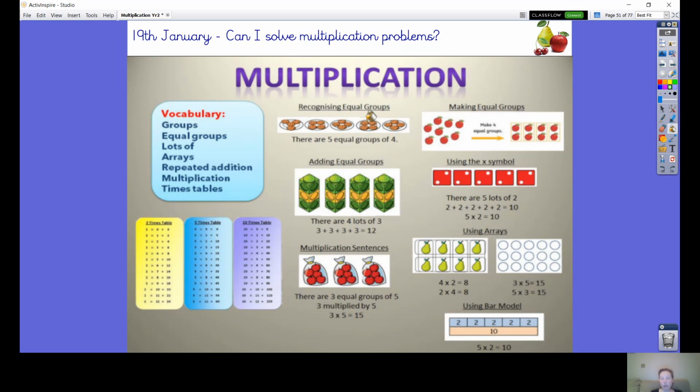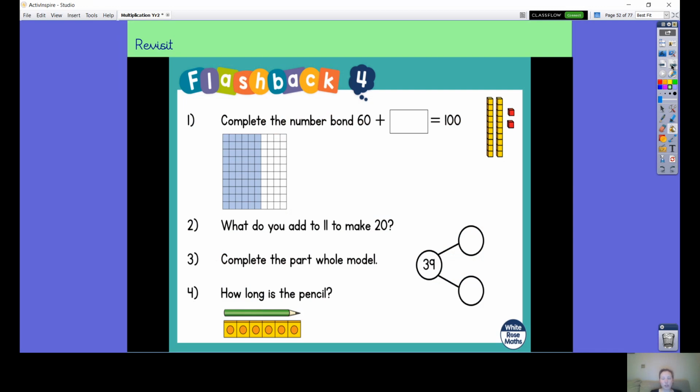You're going to be having to use all these skills we've worked on so far, so recognising equal groups and making them, adding those equal groups together, maybe using the multiplication symbol, writing multiplication sentences, and turning things into arrays, as well as linking it to our bar model. And then we're going to look at, for the rest of the week, our 2, 5 and 10 times table. Let's warm up our maths brain though to start off with our flashback 4 questions.